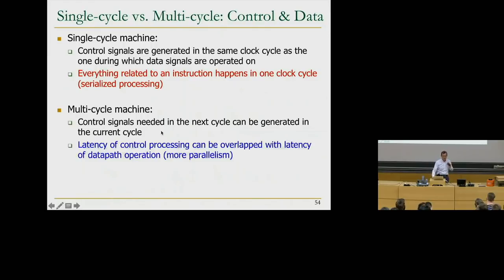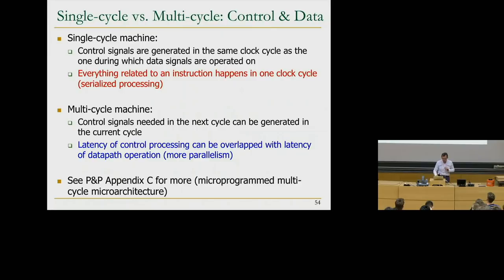In a multi-cycle machine, you don't have this constraint. That's another beauty of a multi-cycle machine. Basically, you can generate the control signals that you need in the next clock cycle during the current clock cycle. While you're doing something right now, you generate the control signals for the next clock cycle, which means that you can overlap the latency of control processing with the data path operation. So this way you can get multiple parallelism across clock cycles. Okay, we will see this more clearly when we talk about multi-cycle machines. And if you read Appendix C, this should be relatively clear by now.